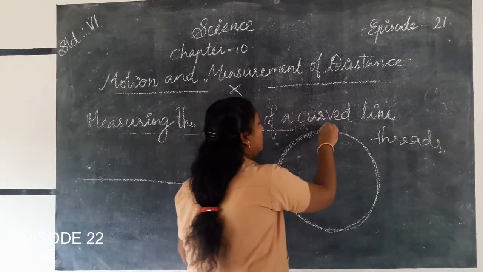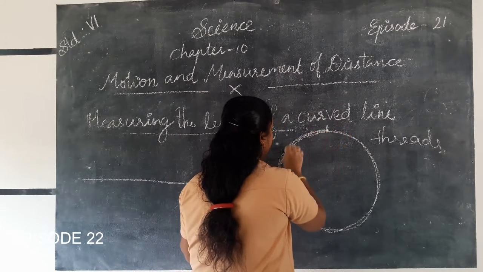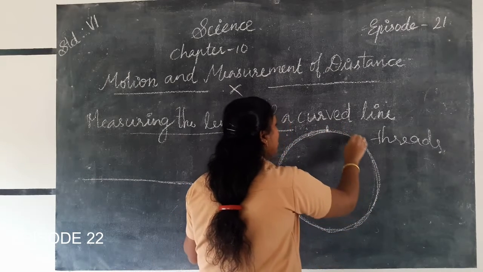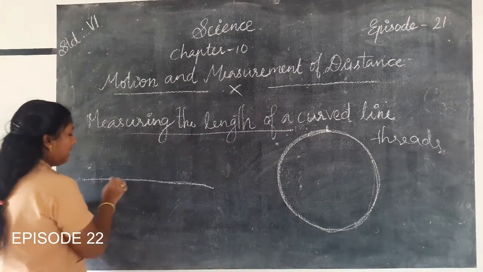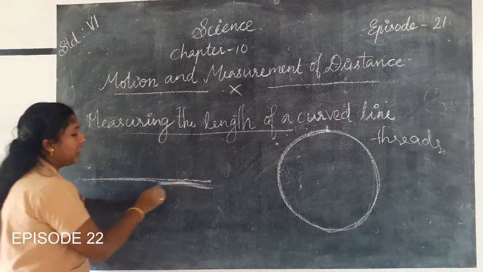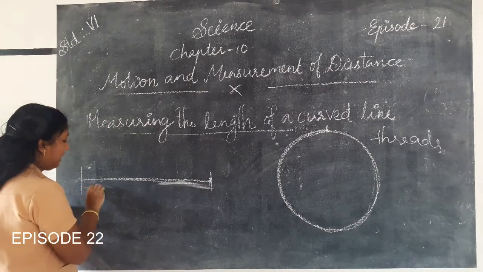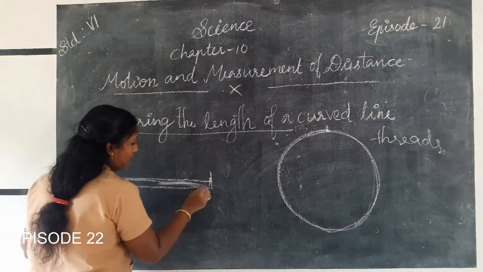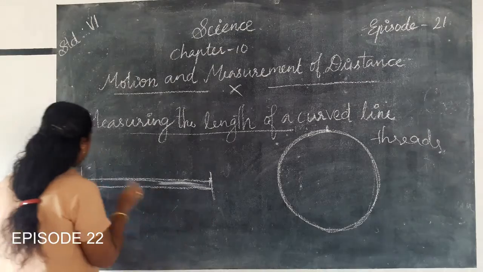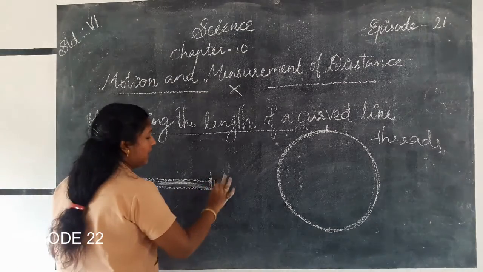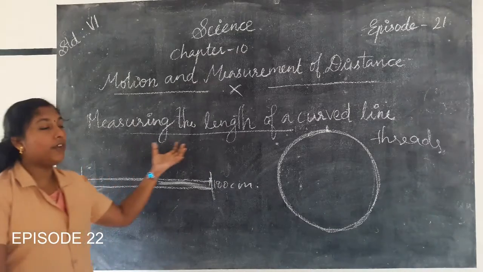First of all, we take a long thread, then fix one point of the thread in one point, then take the measurements by using the thread from here to here. Then after taking the thread, we take a meter scale and put the thread in a straight way with the meter scale. Then take the measurement from here to here to here. So in this way we can measure the length of a curved line.